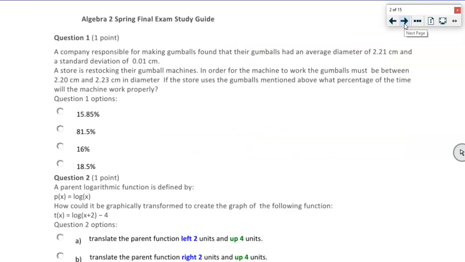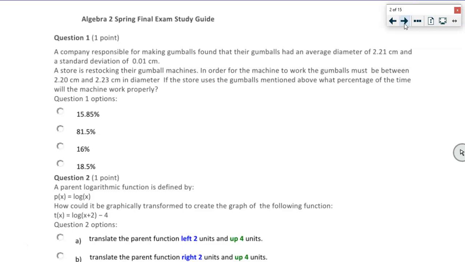says, a company responsible for making gumballs found that their gumballs had an average diameter of 2.21 centimeters and a standard deviation of 0.01 centimeters. A store is restocking their gumball machines. In order for the machine to work, the gumballs must be between 2.2 centimeters and 2.23 centimeters in diameter. If the store uses gumballs mentioned above, what percentage of the time will the machine work properly?